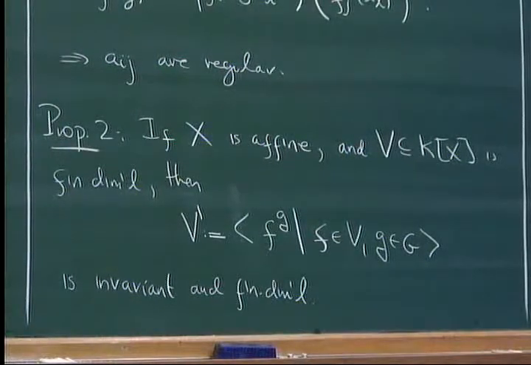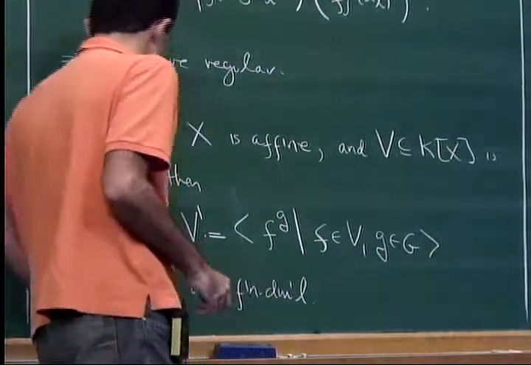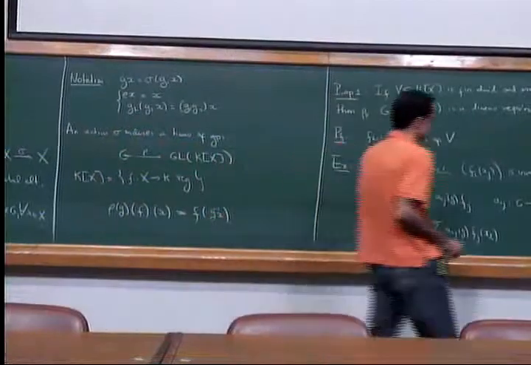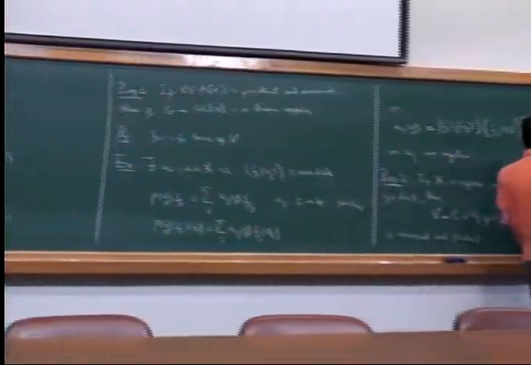Okay? So if you're interested in understanding the action of rho on some functions here, a finite number of them, you can work on a finite dimensional vector space. Just pick the space generated by the action of the group on these functions. Okay?